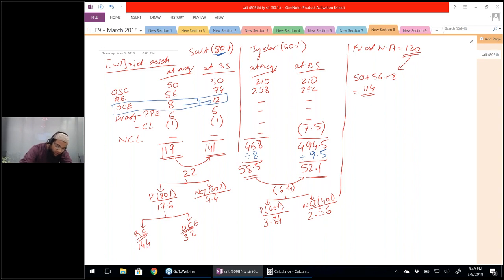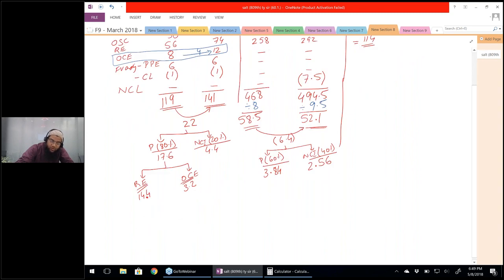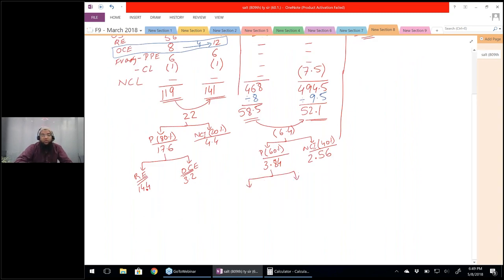This is 14.4. Okay, now we have to do a similar task for the foreign subsidiary as well. We have to divide this between retained earnings and OCE. But this task is a bit difficult to understand and to learn, so do listen carefully. I will try my level best to make you understand.